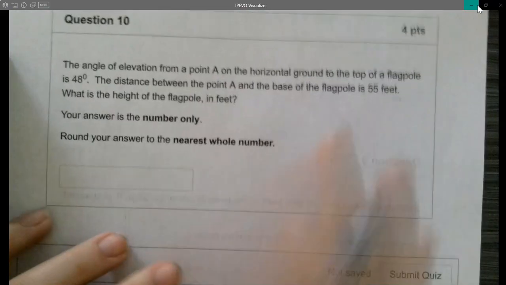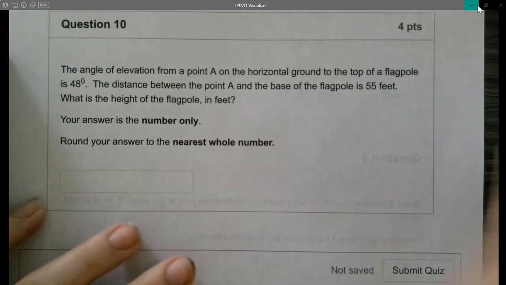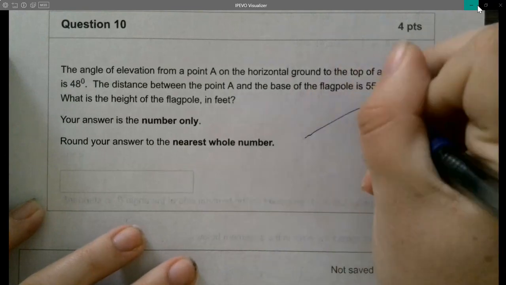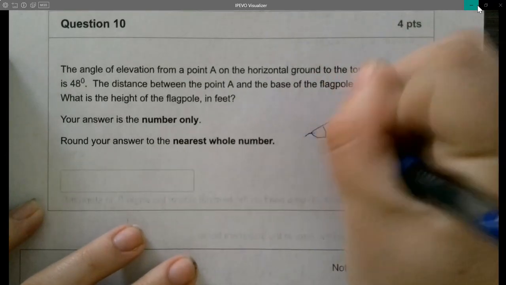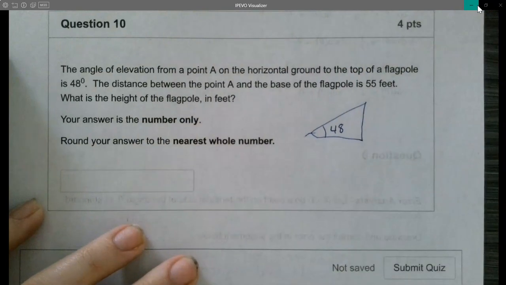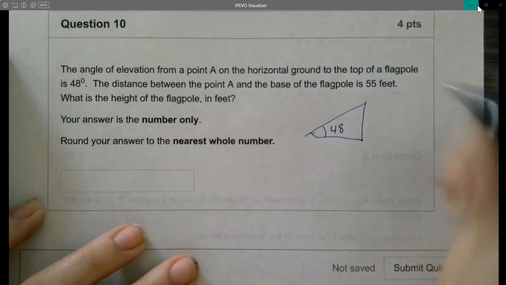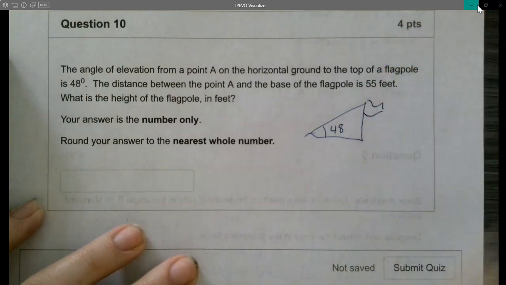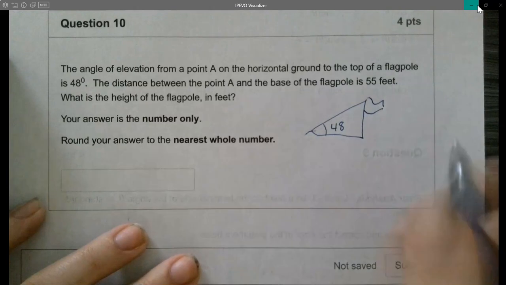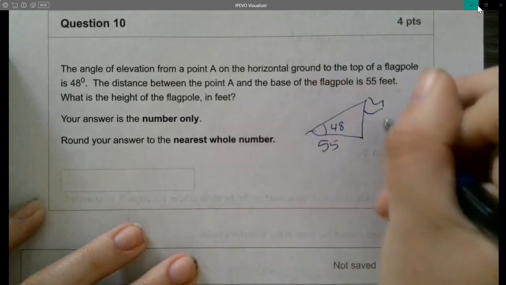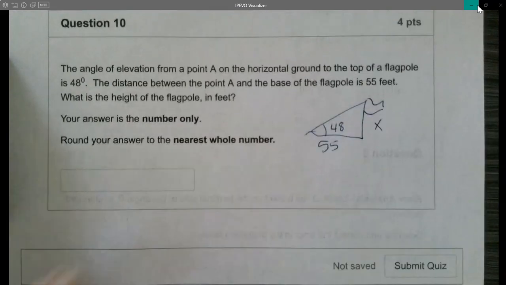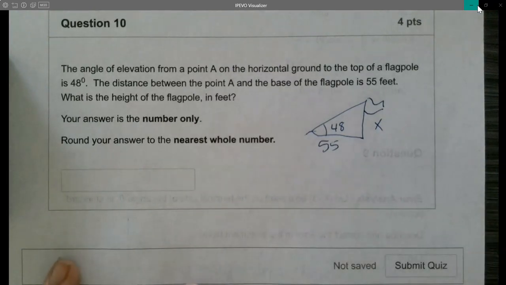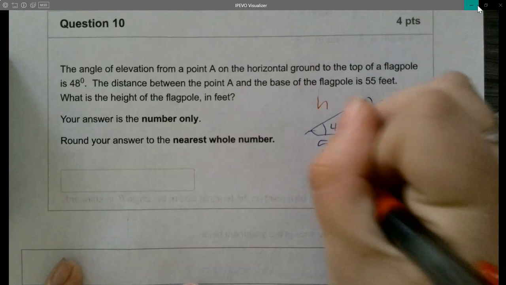Number 10 tells me the angle of elevation from a point A on the ground to the top of a flagpole is 48 degrees. So angle of elevation is at the bottom. And then it tells me the distance between the point A and the base of the flagpole. So let me draw a flag. Is 55 feet. What is the height of the flagpole? So I am searching for this. I'm going to label hypotenuse, opposite, and adjacent.